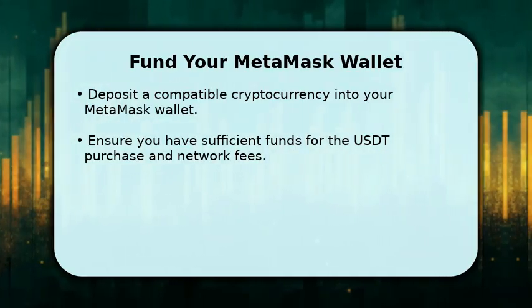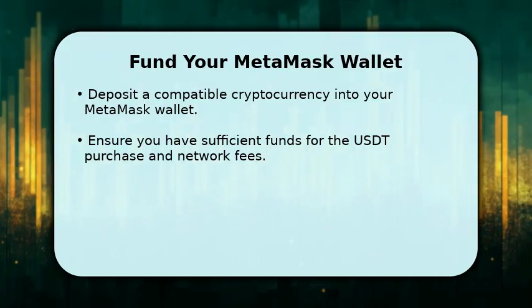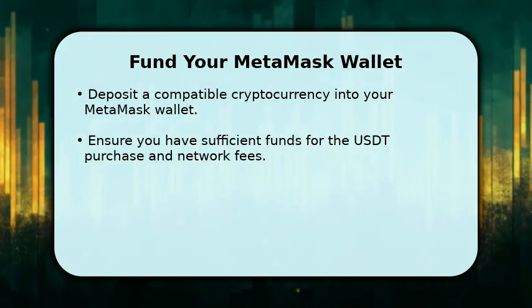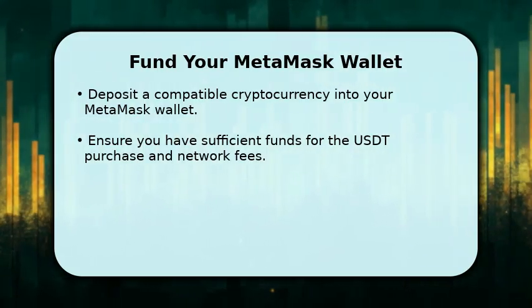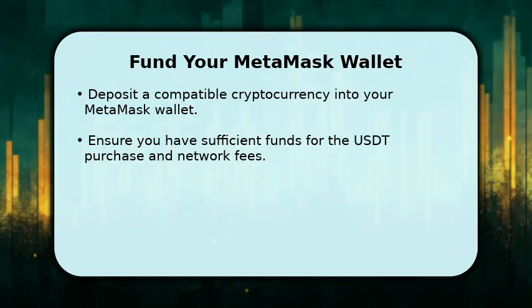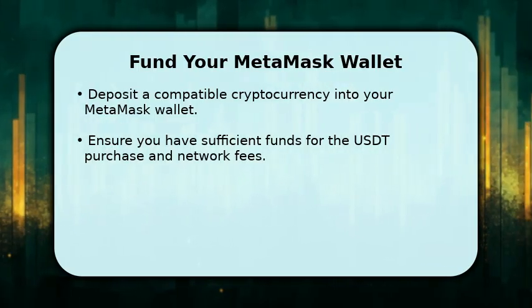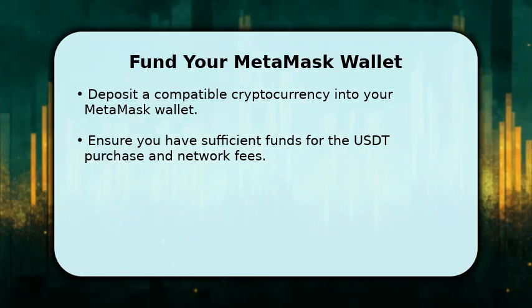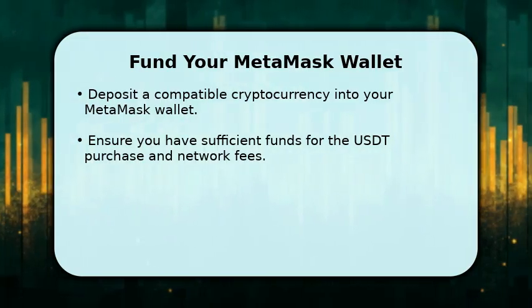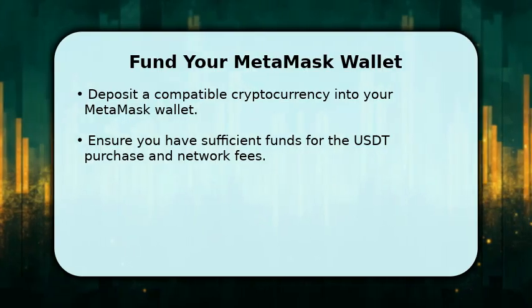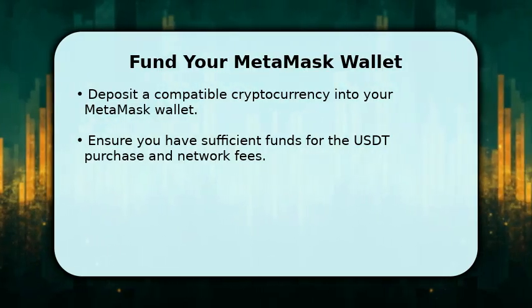To begin, open your MetaMask wallet application and carefully select the correct network where your existing funds are located. For instance, the Ethereum mainnet or Binance Smart Chain. Copy your unique wallet address and then send your chosen cryptocurrency, like Ether or BNB, to this specific address. Always double-check both the network and the address meticulously to prevent any potential loss of your valuable funds during transfer.